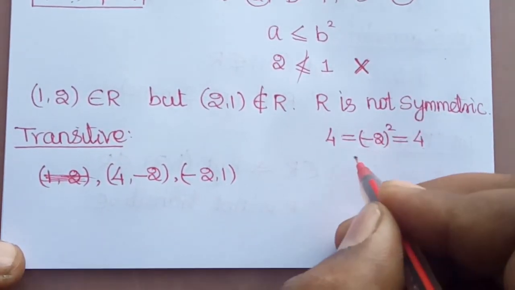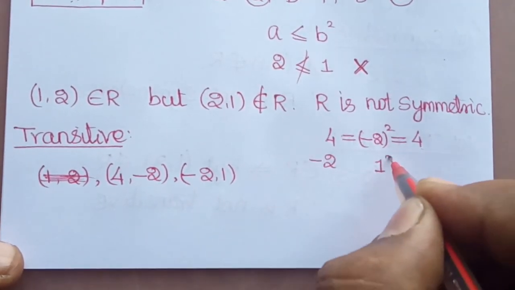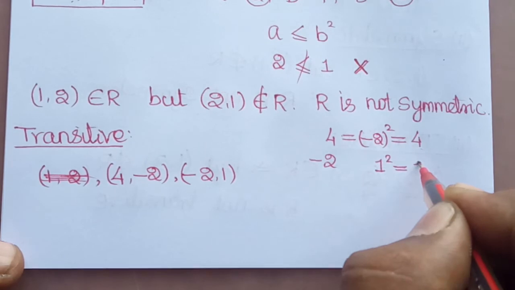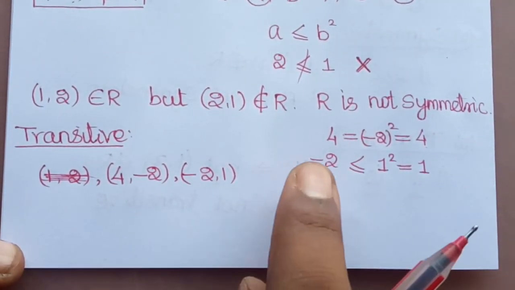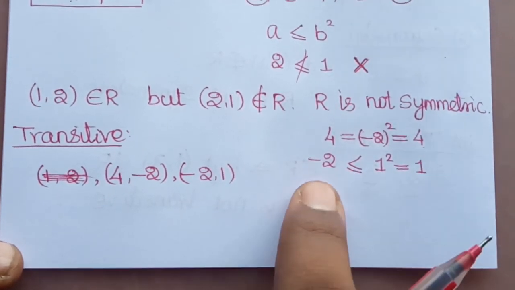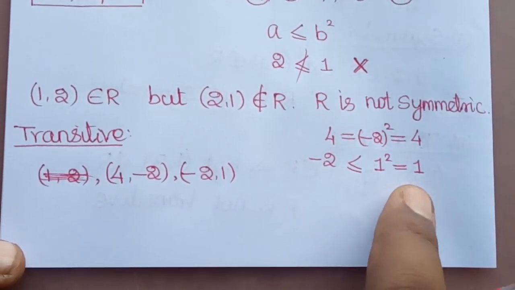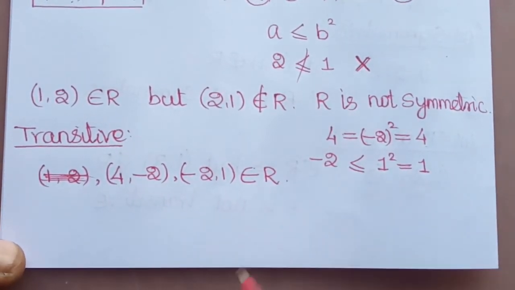For the second one, on the left side is -2. Here 1 square, what is the value of 1 square? 1. So -2 is less than or equal to 1. So (-2, 1) belongs to R. So these two ordered pairs both belong to R.